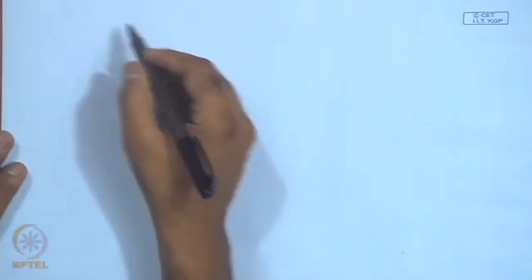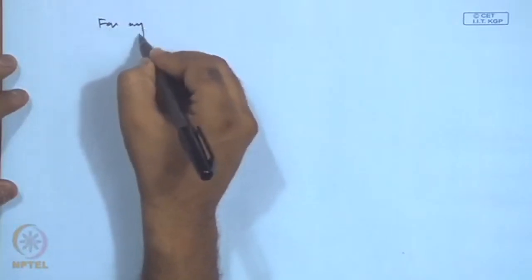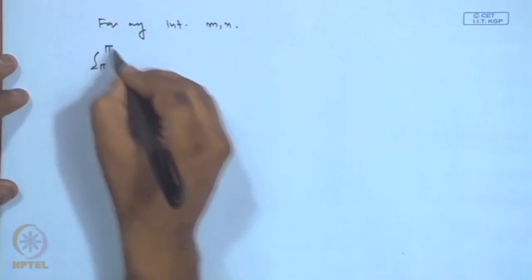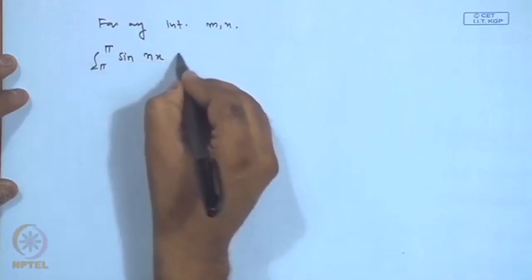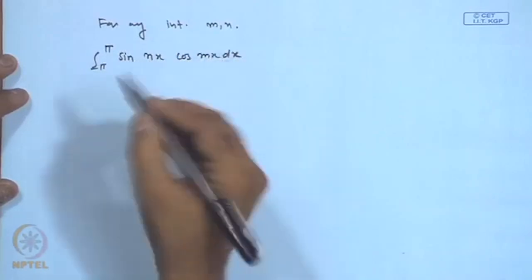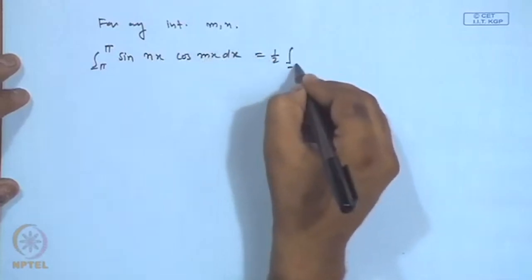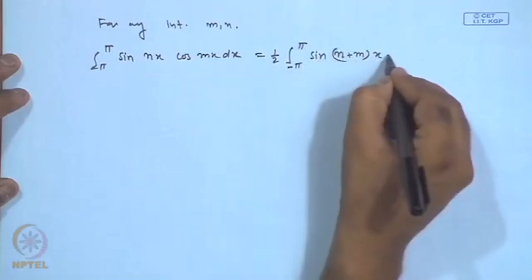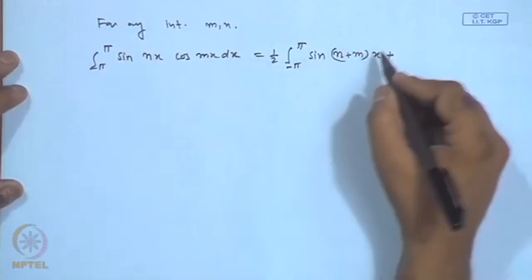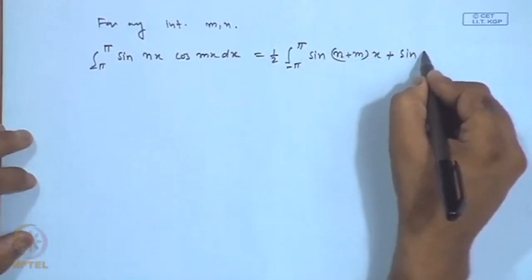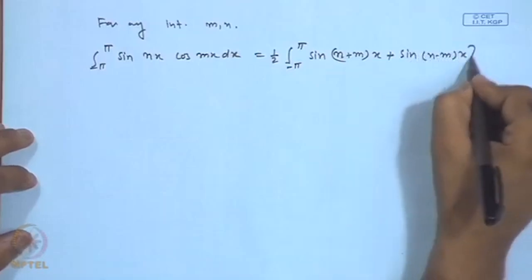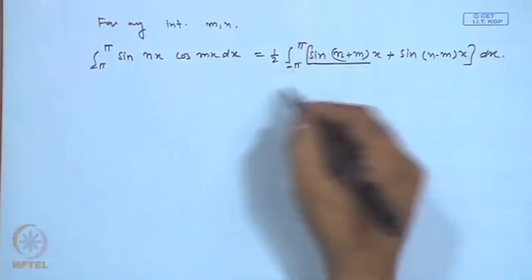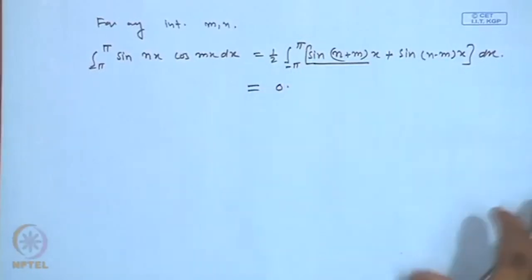Now, we take the left combination, and that is again for any integers m and n, the product of sin and cosine, sin n x and cos m x dx. In this case we have, from minus pi to pi, sin (n plus m) x plus sin (n minus m) x, since 2 sin a cos b is sin (a plus b) plus sin (a minus b). After integrating we get cos, and cos of pi or minus pi is the same value. So, we will get again 0.